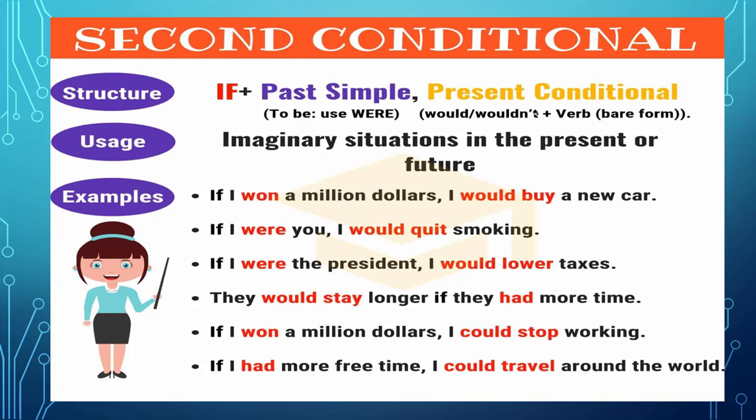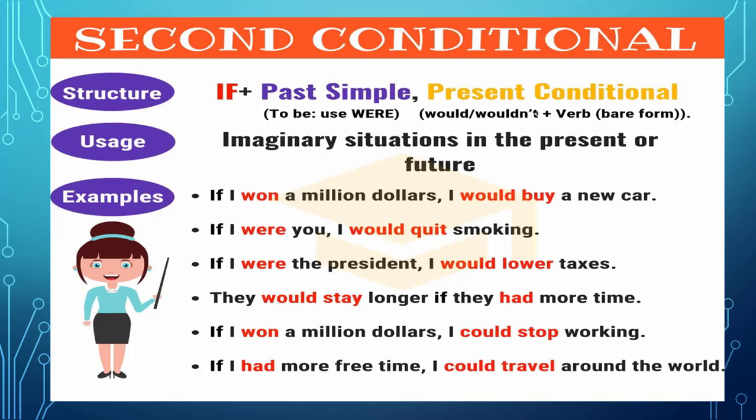Here in the second conditional, it consists of if, present simple, would, wouldn't, and infinitive. Okay, so we use it to talk about imaginary situations in the present or in the future. Okay, so you say, if I won $1 million, I would buy a new car. So the fact here now is that you do not have $1 million at the moment, okay? But you imagine that.